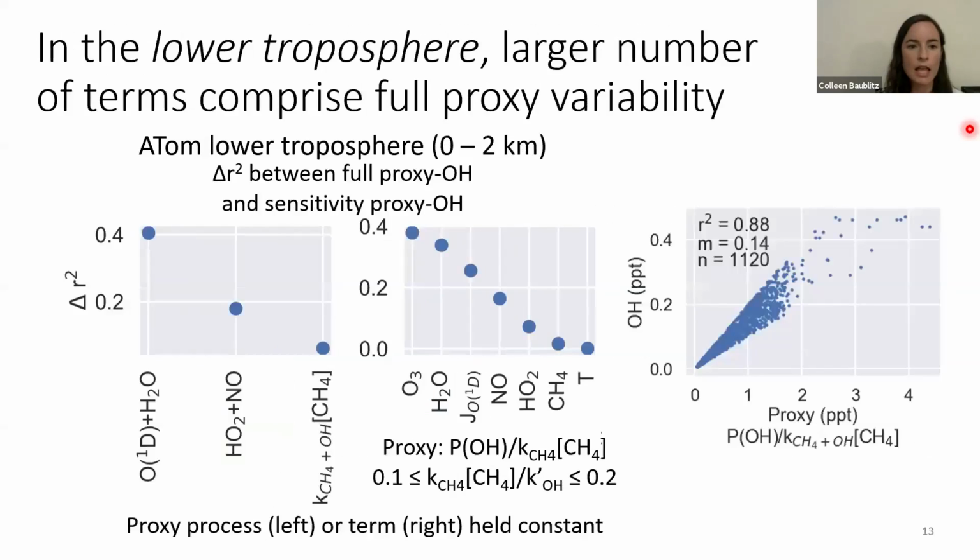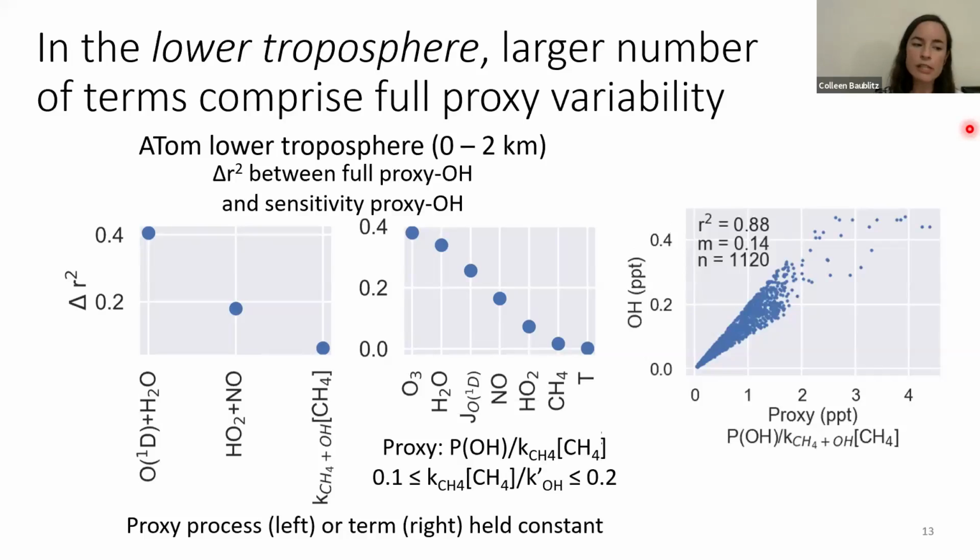Okay, and so if we move on to look at this in the lower troposphere, which I'm broadly defining as between 0 to 2 kilometers depth, we see maybe a little hint of why this becomes a rather complex process for us to represent, in that there are a larger number of terms that we need to capture in order to comprise the full proxy variability.